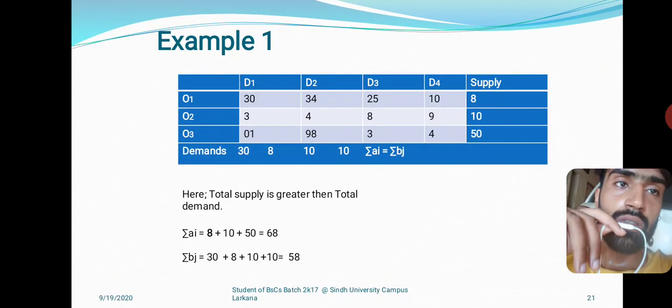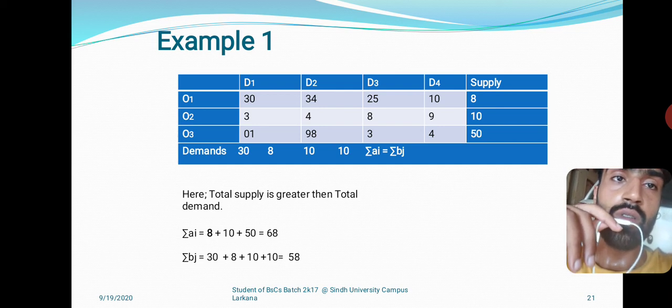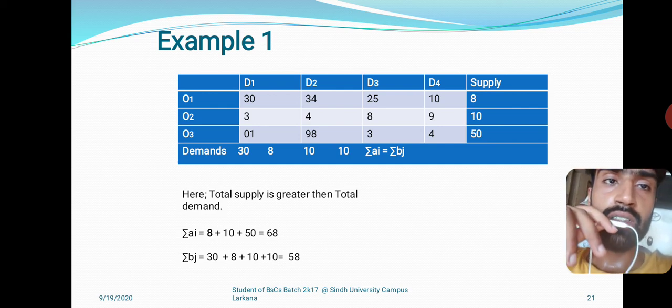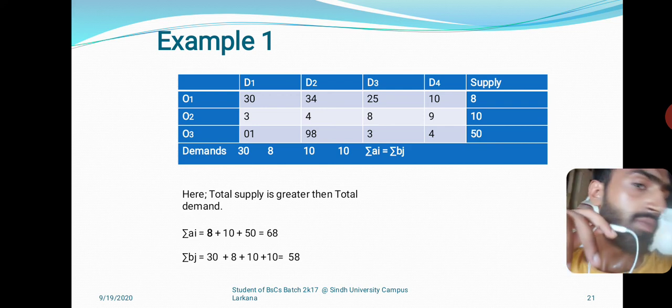Example. Destinations D1, D2, D3, D4, with supply. Supplies are 8, 10 and 50, and demands are 13, 8, 10, 10. Here the total supply is greater than the total demand. Sum of Ai is 8 plus 10 plus 50 equals 68. Sum of Bj is 13 plus 8 plus 10 plus 10 equals 58.